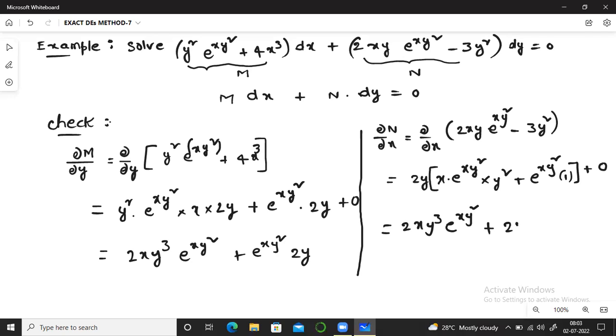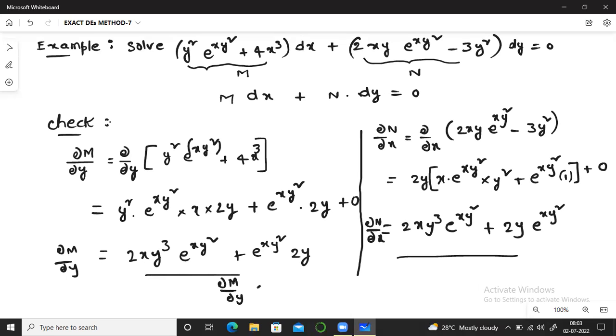The second term is 2y into e^(xy²). Check this term and this term. Are they equal or not? They are exactly equal. So ∂M/∂y is equal to ∂N/∂x. So my condition is satisfied, so it is in exact differential equation form, exact DE form.